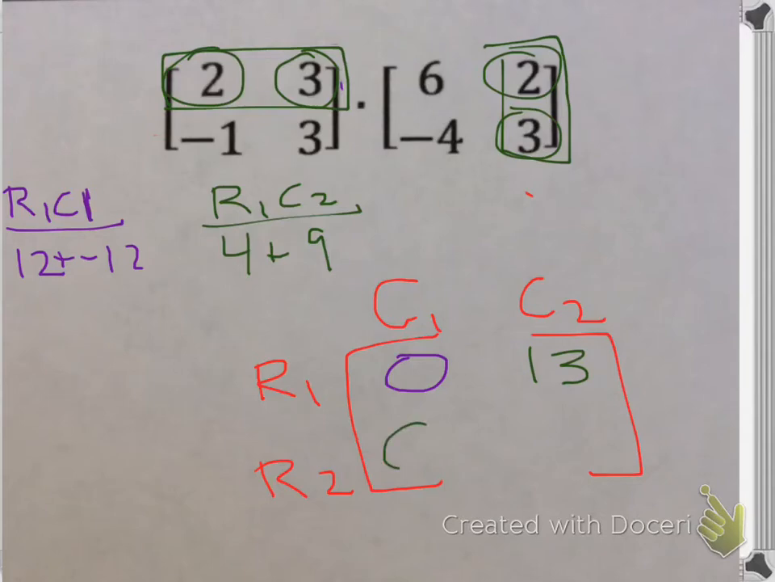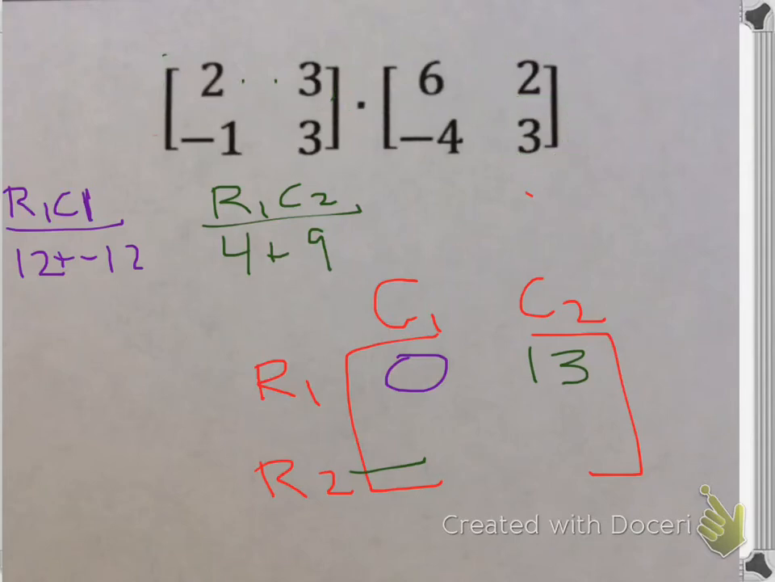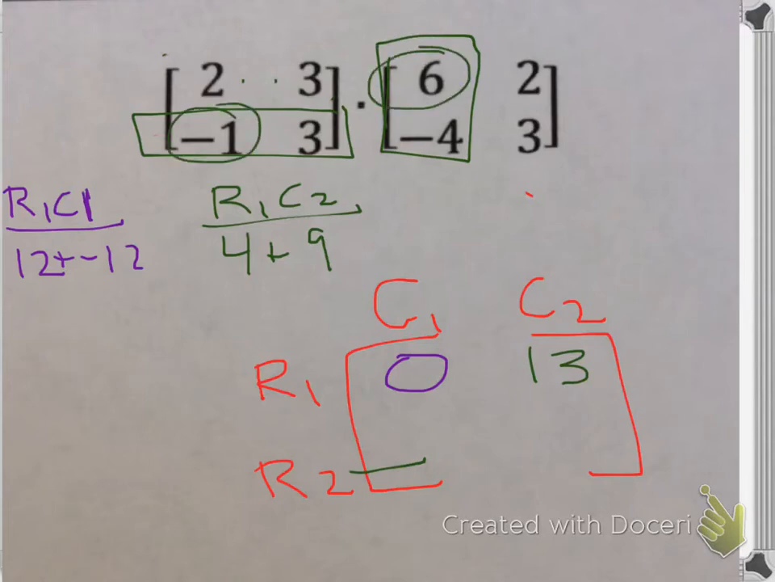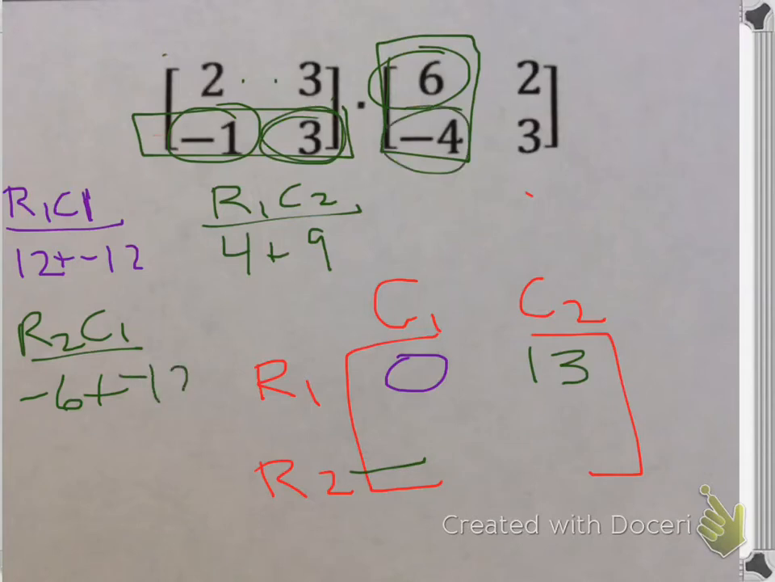To find this next value right here that I'm looking for, I would have to do row 2 times column 1. In order to do that, I'm going to come back up here and find my row 2 and my column 1. So row 2 is right here. Column 1 is right here. Again, I go first number times first number, so that would be a -6. So I'm doing row 2, column 1. I'd have a -6, and then going to add that to a -12. So those add together to be a -18 for the number that comes into that spot right there.